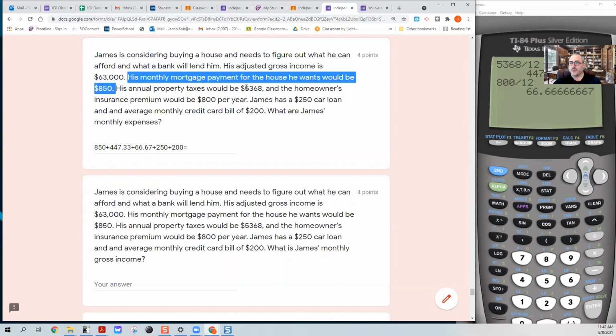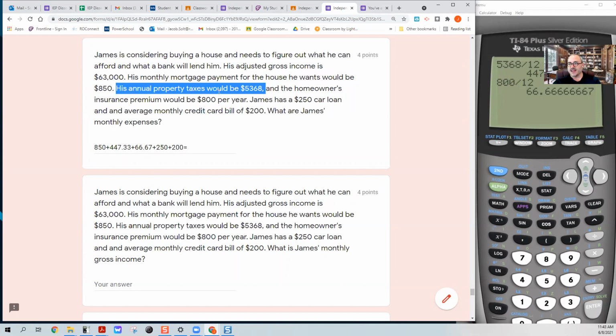So we have a monthly mortgage payment of $850. To that, we have to add his annual property taxes, right? This is what he pays annually, so we need to convert this figure to a monthly. We took $5,368, what he pays yearly, and divided it by 12 to find out that he has to pay $447.33 monthly. So we added that to our total monthly expenses.